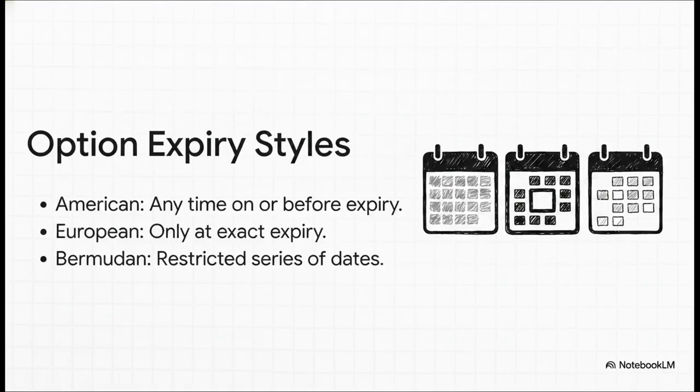Now, these contracts don't last forever, obviously. They have expiry dates, and they come in three main styles. And surprisingly, these names have absolutely nothing to do with geography. An American-style option lets you exercise your right at any time on or before the expiry date. A European-style option restricts you to exercising only on the exact expiry date itself. And a Bermudan option? Well, it kind of sits right in the middle. You can exercise it on a restricted, specified series of dates.